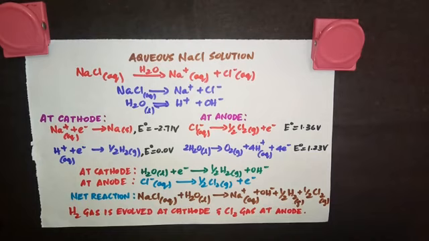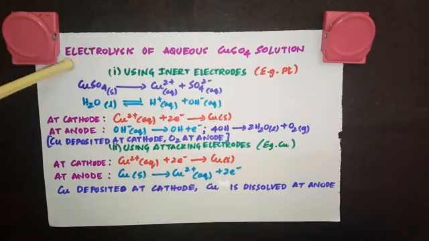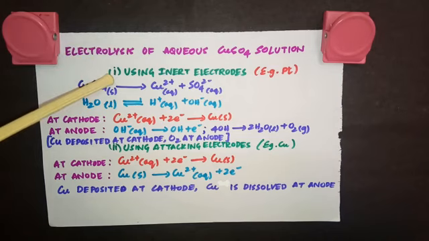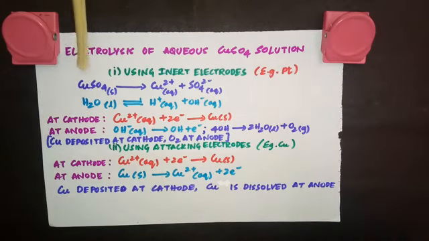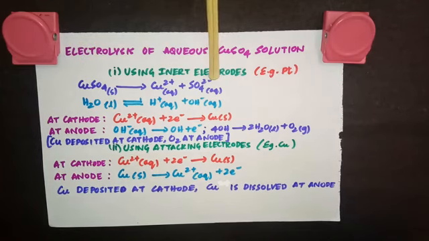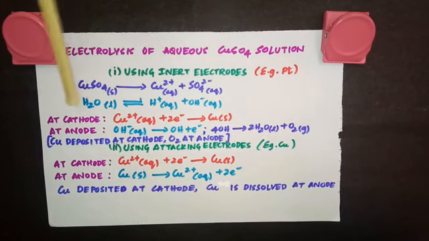Now let's see one more example with the difference in electrodes, whether we are taking attacking electrode or non-attacking electrode. We are taking aqueous copper sulfate solution. Electrolysis of aqueous copper sulfate solution. In the first case, we are using inert electrodes. Inert electrodes, example, platinum. So what will happen? Copper sulfate in aqueous solution will dissociate as Cu2+ plus SO4 2-. And when you say aqueous, you have water also.